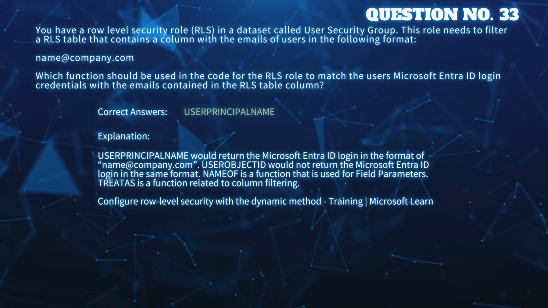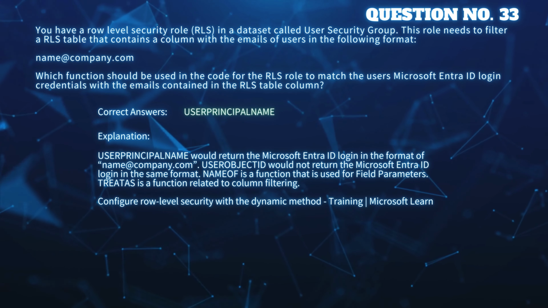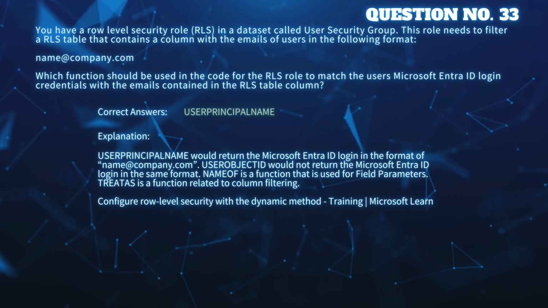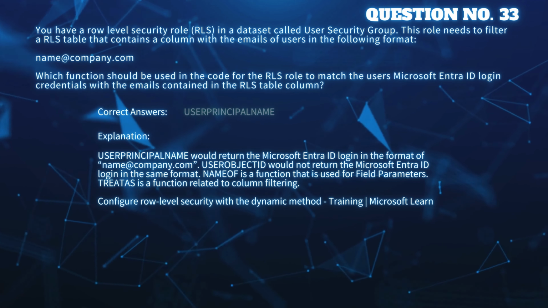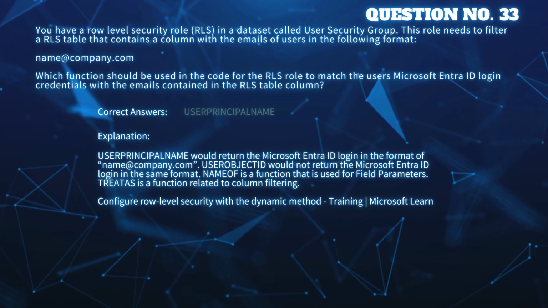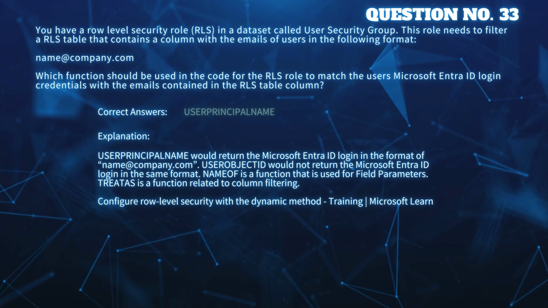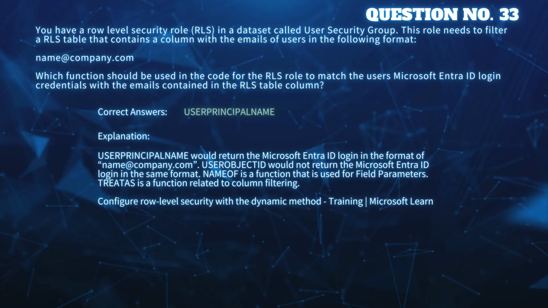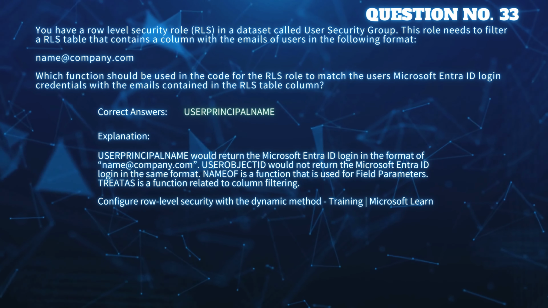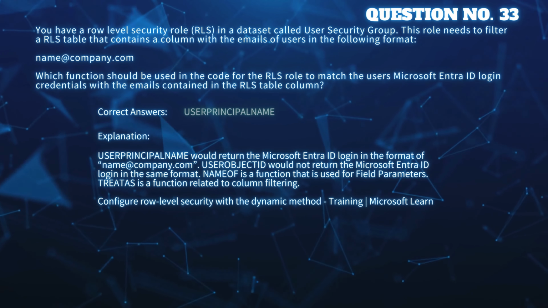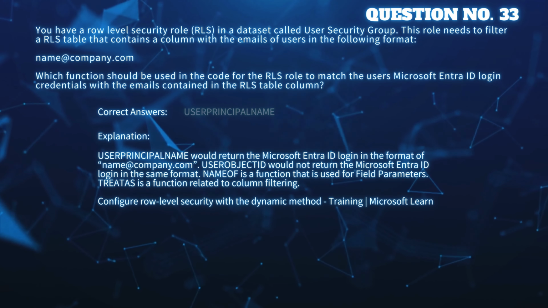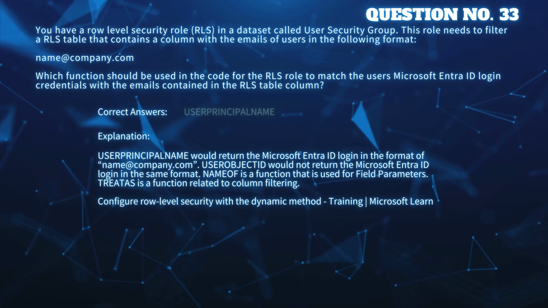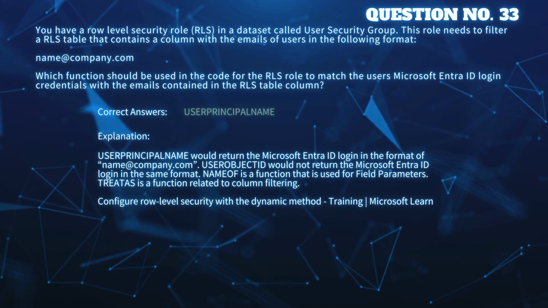Correct answers: user principal name. Explanation: USERPRINCIPALNAME would return the Microsoft Entra ID login in the format of name@company.com. User objected would not return the Microsoft Entra ID login in the same format. Nameoff is a function that is used for field parameters. Triadas is a function related to column filtering.